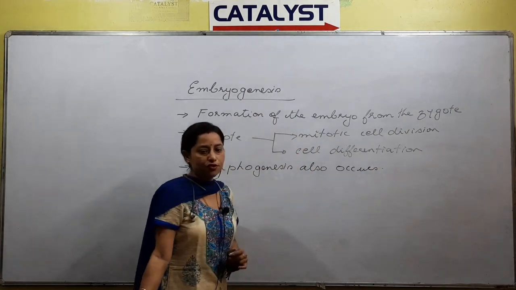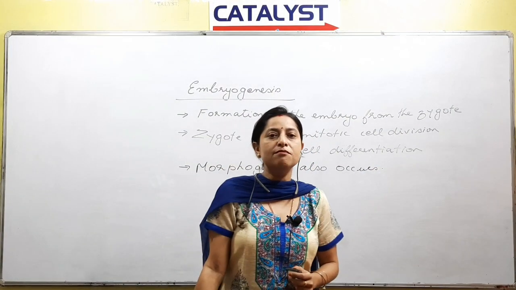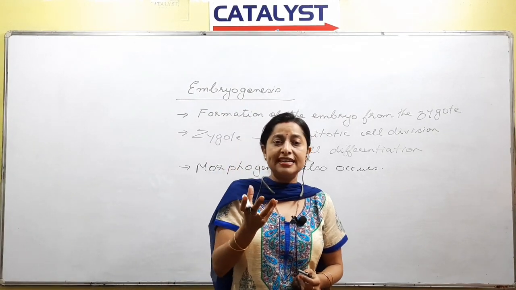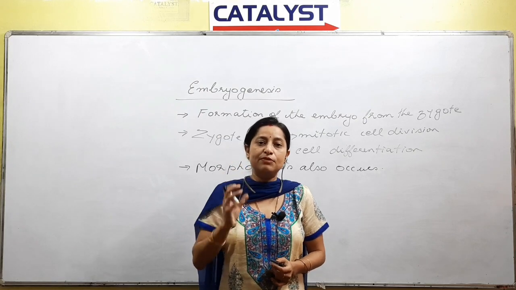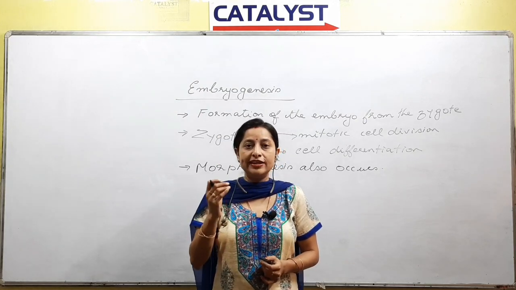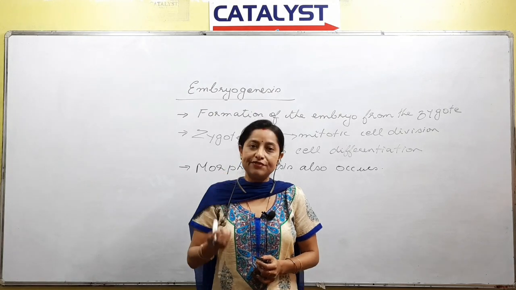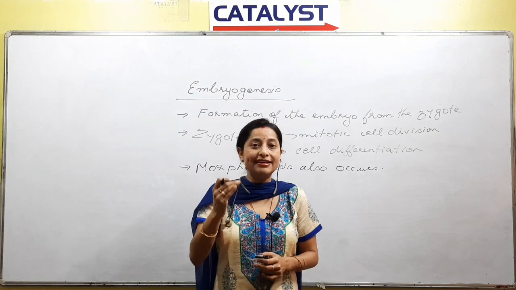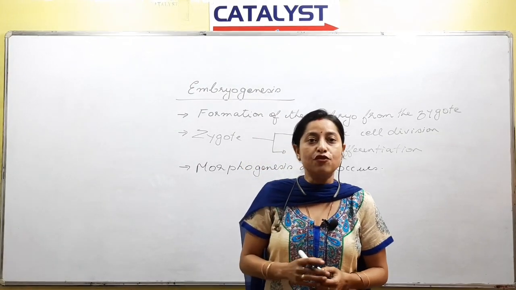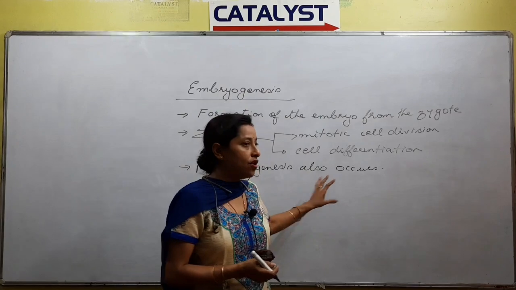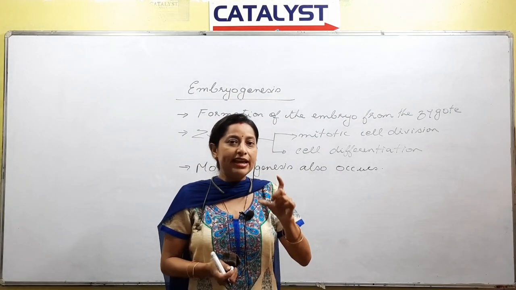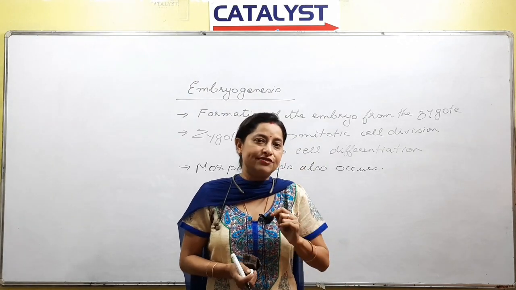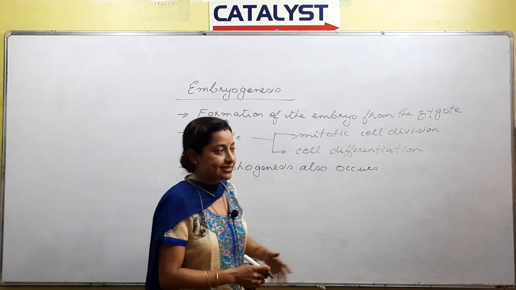What is morphogenesis? Formation of morphological parts is called morphogenesis. For example, in a seed, the radicle will develop and the plumule will develop. We can identify the radicle, we can identify the plumule. These morphologically distinct parts that we can see are what is called morphogenesis. Specific morphological parts form, and we can identify that this is the shoot, this is the root, and so on. This is what is called morphogenesis.